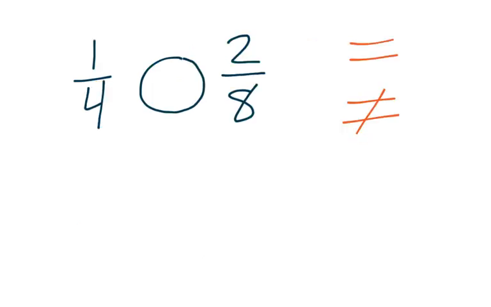We're going to start with 1/4, and we are going to see if we can do the same thing to my numerator and my denominator in order to get 2/8. So, if I look at my numerator, in order for me to go from 1 to 2, I have to multiply times 2. Let's see if I can do the same thing on the bottom and get 8. If I multiply my denominator 4 times 2, do I get 8?